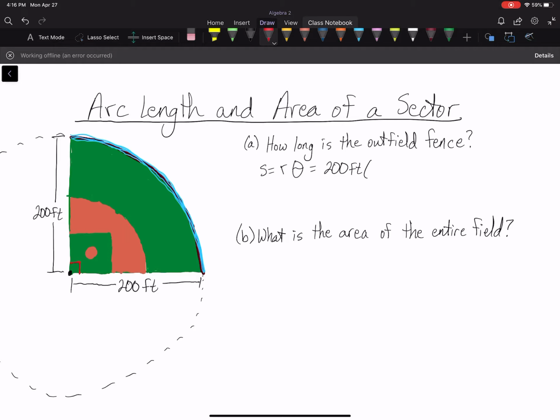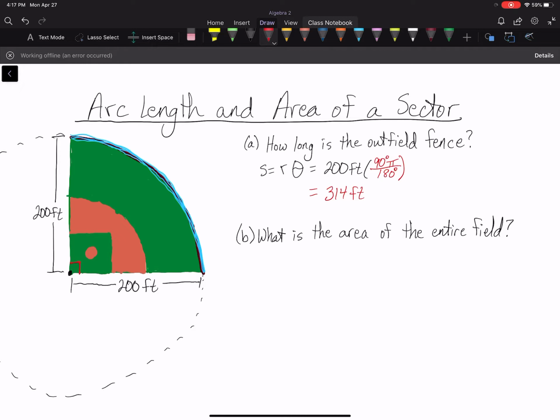But the trick to using this formula is your angle has to be in radians. So we have to change that 90 degrees to radians. And we do that by plugging it in with pi divided by 180. And that will automatically change the degrees to radians. And so basically, you just put this in your calculator: 200 times 90 pi over 180. And you will see that will round to about 314 feet.